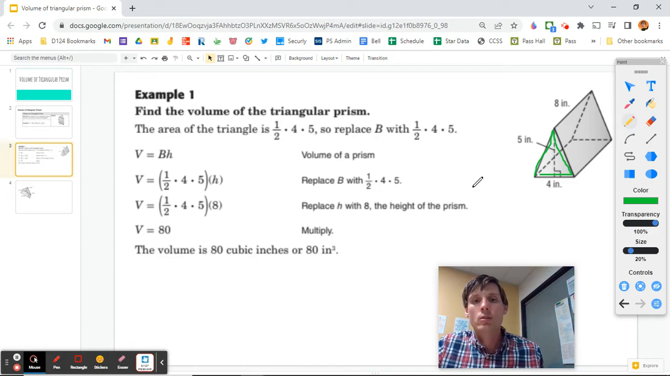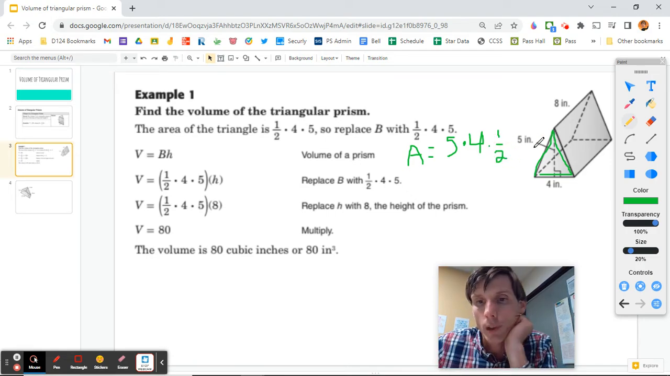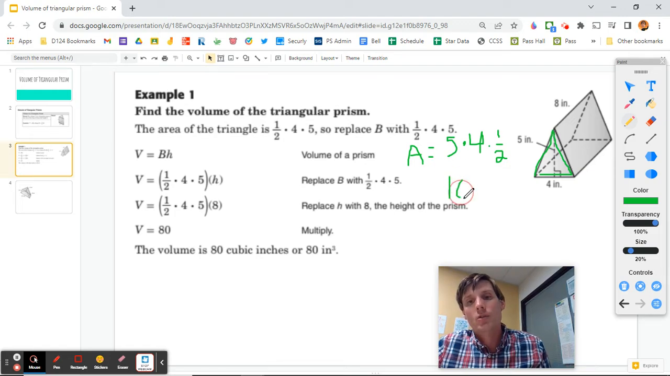So if we need to find the area of that triangle, we're going to say the area of that triangle equals 5 times 4 times 1/2. Or we also said 5 times 4 divided by 2 because that means the same thing. So the area of this triangle itself, 5 times 4 is 20. 20 times 1/2, or 1/2 of 20, would give us 10 inches squared would be that area.